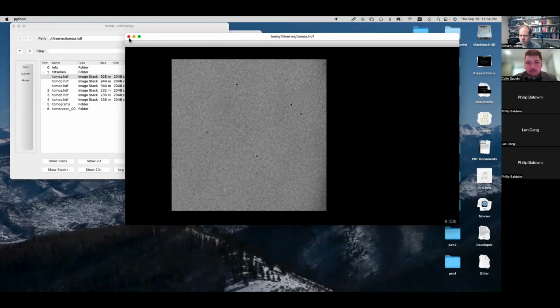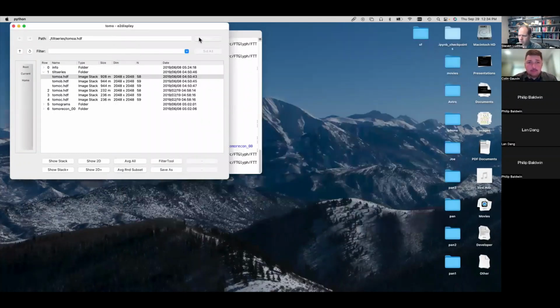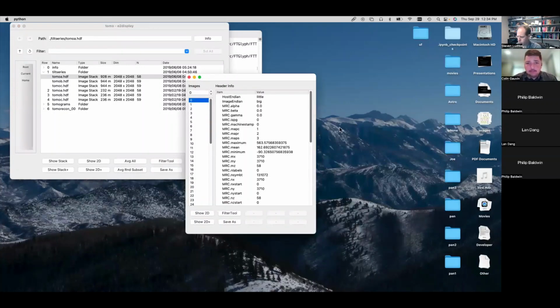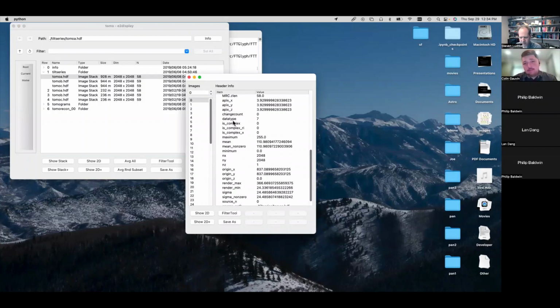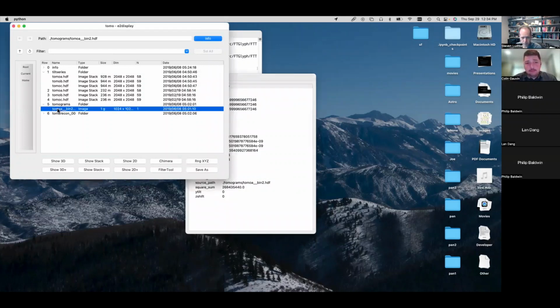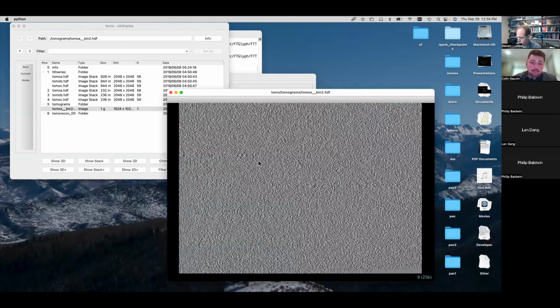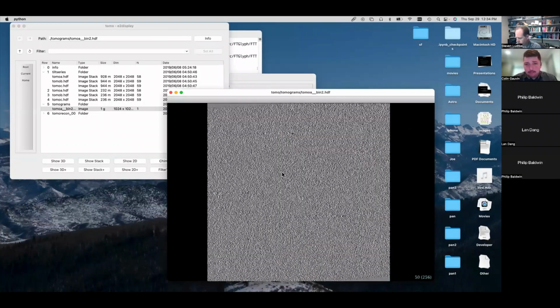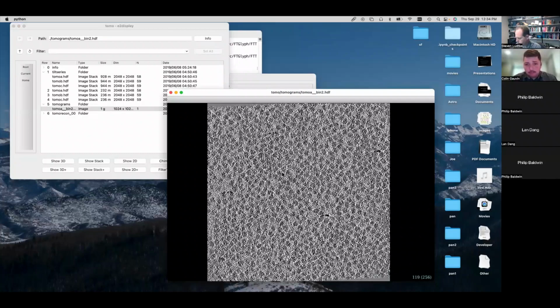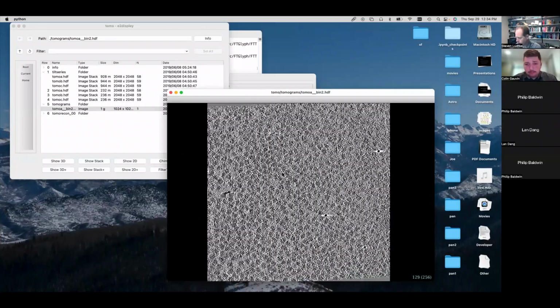So if we look at the images in the tilt series, you will see that they do not have CTF in the header or anything like that. These are tilt series that I've already reconstructed. If we look in tomograms, I've only reconstructed one of them, but we've already got a reconstructed tomogram, which was done with CTF information known.